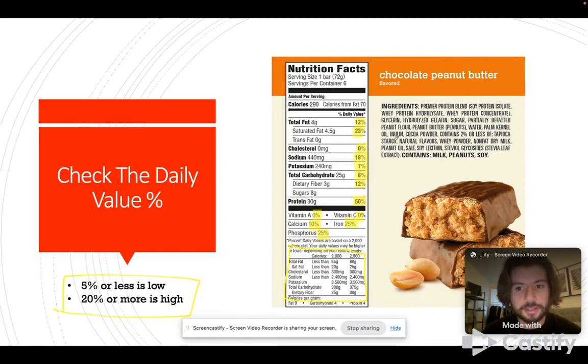So saturated fat, this would be considered high. Protein, this would be considered high. Protein is good, saturated fat, A-okay. Again, moderation. You don't want too much saturated fat. So that's what these percentages on the right-hand side actually mean.